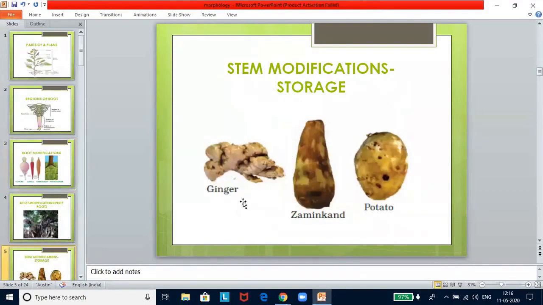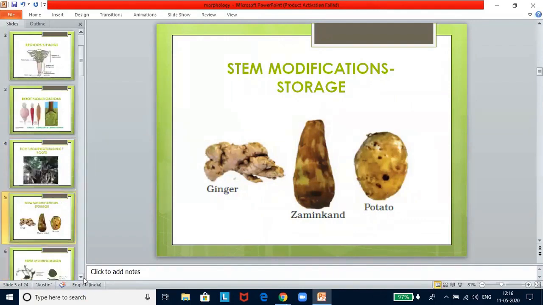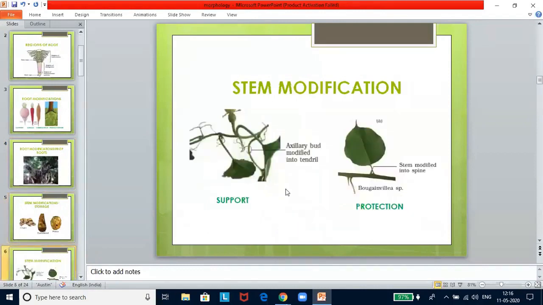So ginger. In ginger, zameen kand is nothing but elephant yam, and this is the potato. So you should understand what is what. Here they might show you the diagram and ask you to identify, or by giving its botanical names. Now stem modification, here they might ask you, axillary bud modified into a tendril. So here it is a tendril modification, axillary bud, but it is from the stem modification.